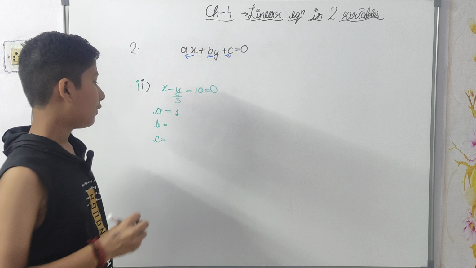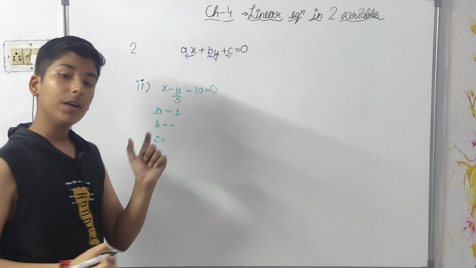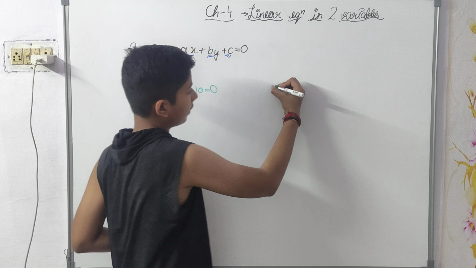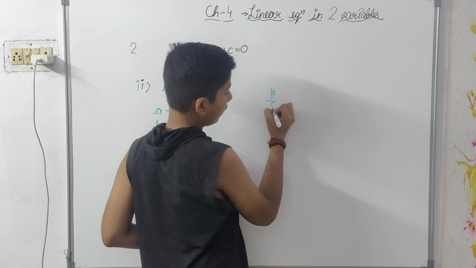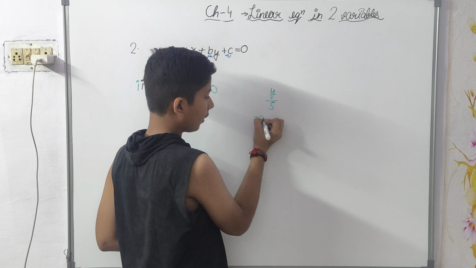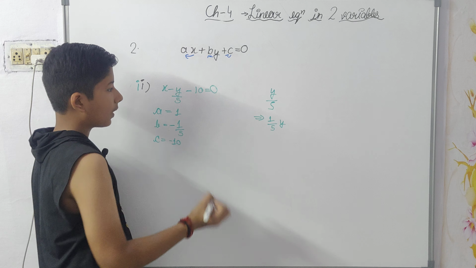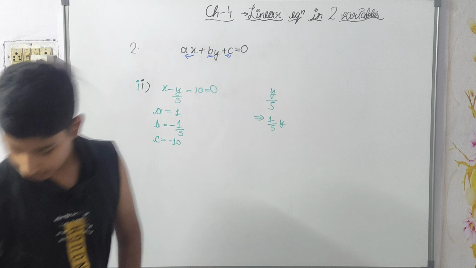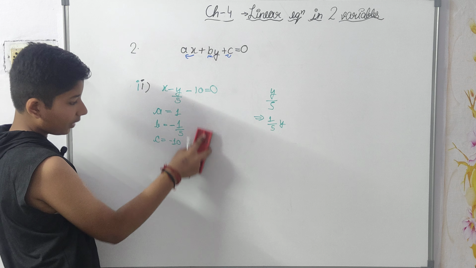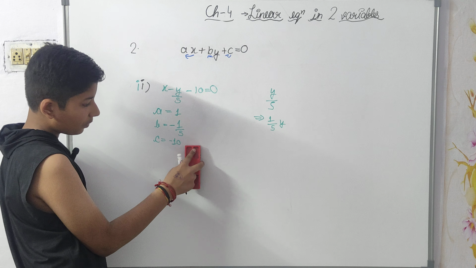Now minus y by 5, so minus symbol, and y by 5. How can we write y by 5? It can be written as 1 by 5 y. So what's the coefficient here? Minus 1 by 5, and minus 10 will come as it is because c is minus 10. A is 1, b is minus 1 by 5 and c is minus 10. Let's erase it.